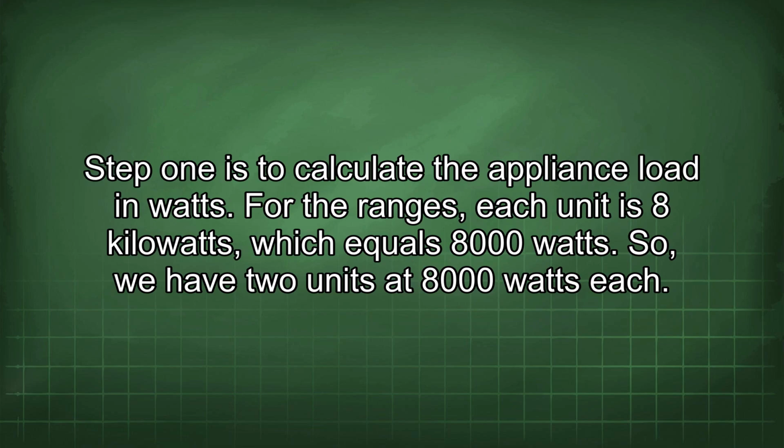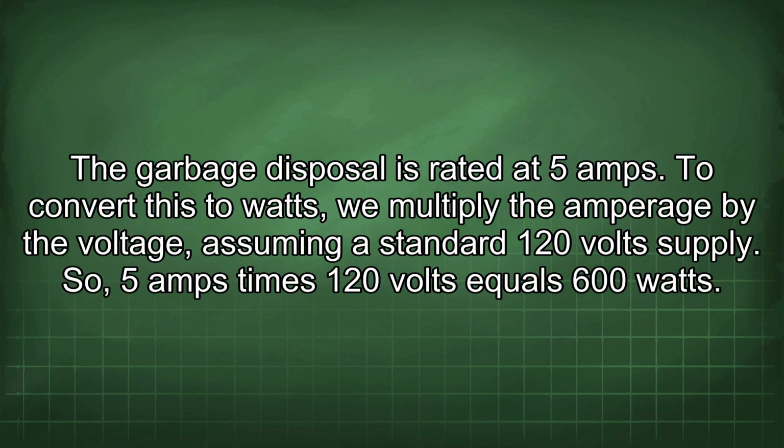Step 1 is to calculate the appliance load in watts. For the ranges, each unit is 8 kilowatts, which equals 8000 watts. So we have 2 units at 8000 watts each. The garbage disposal is rated at 5 amps. To convert this to watts, we multiply the amperage by the voltage, assuming a standard 120 volt supply. So 5 amps times 120 volts equals 600 watts.